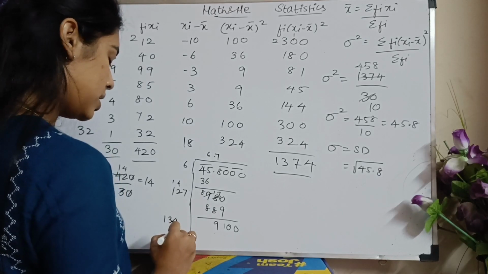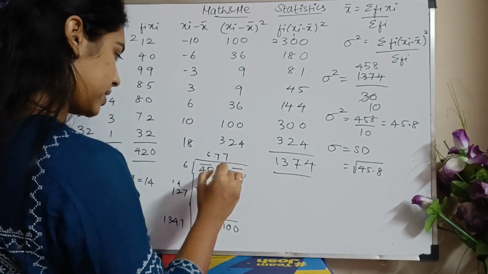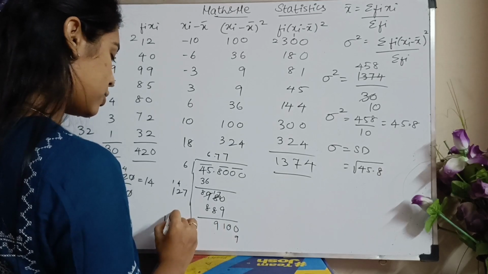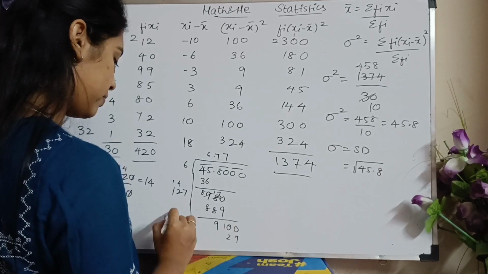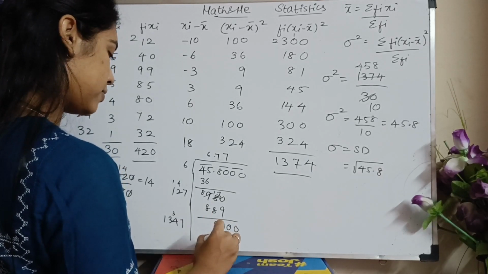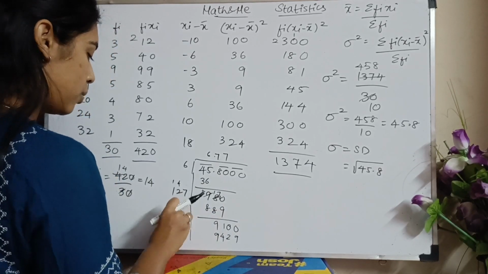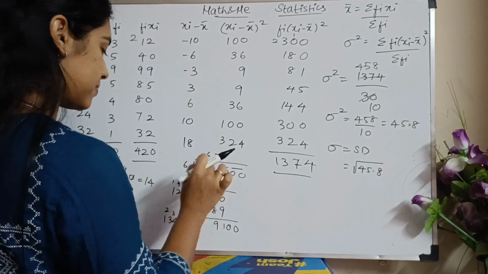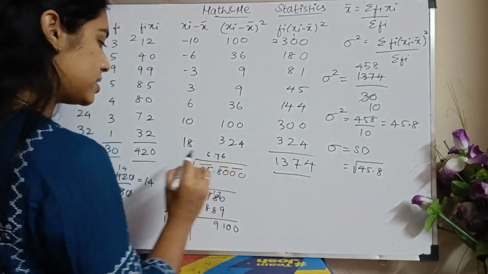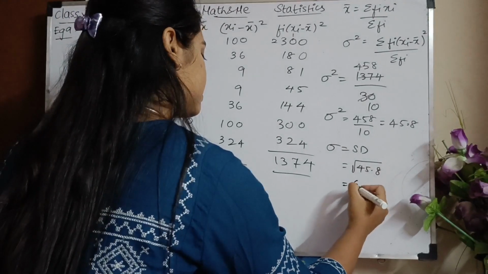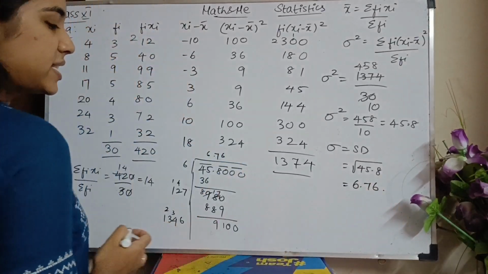Then 67 2s are 134. Now I can probably try 7 times. So 7 7s are 49, 7 4s are 28, and so on. Basically it will be 6 times 6. So you need not calculate this further. So I have 6.76 approximately. So this is my standard deviation.